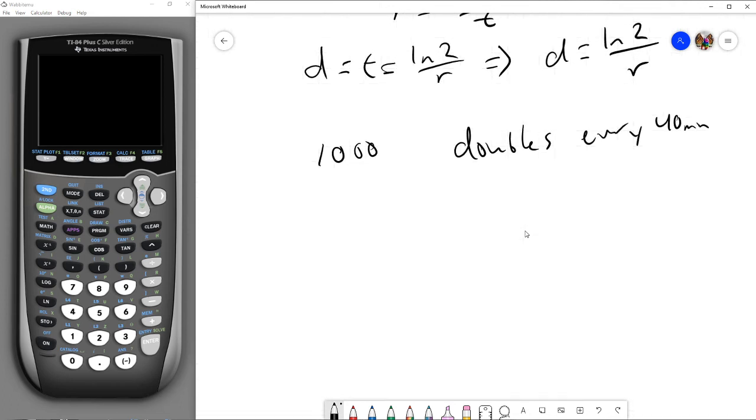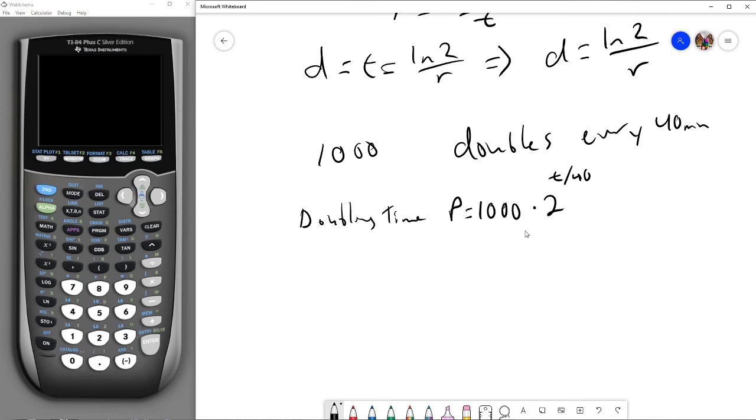Alright, so if we have this, we could write this in terms of the doubling time model as 1,000 times 2 to the t over 40. I'm going to assume time here is in minutes instead of hours. In the previous examples, time was assumed to be in hours. Now I'm just going to work in minutes to make this easier on us.